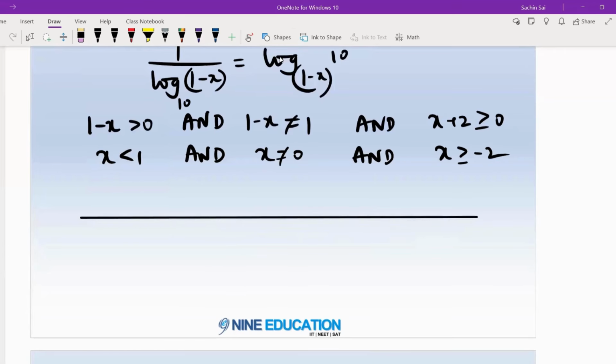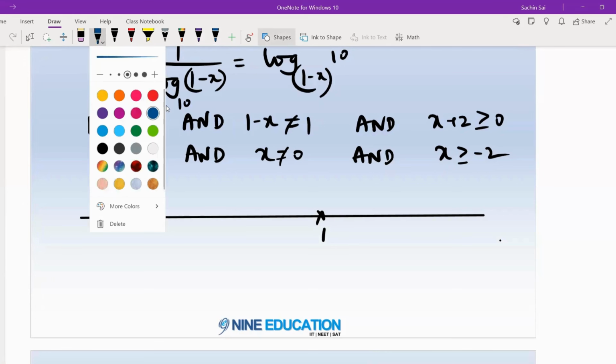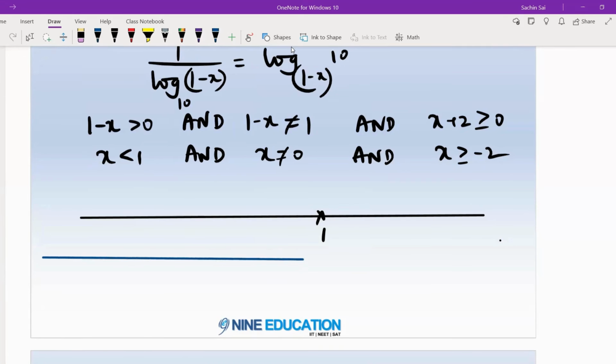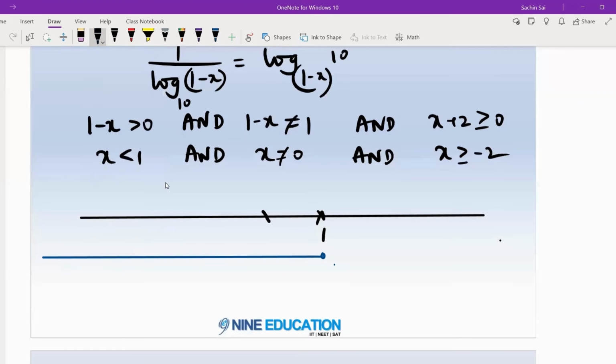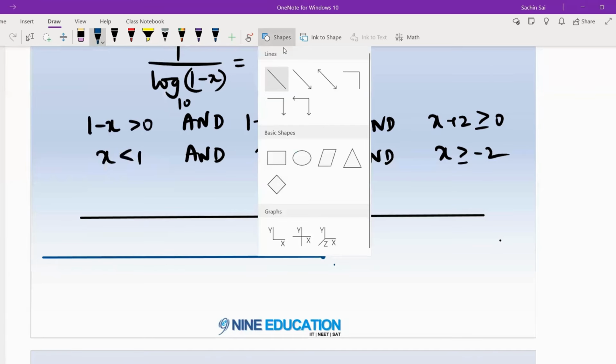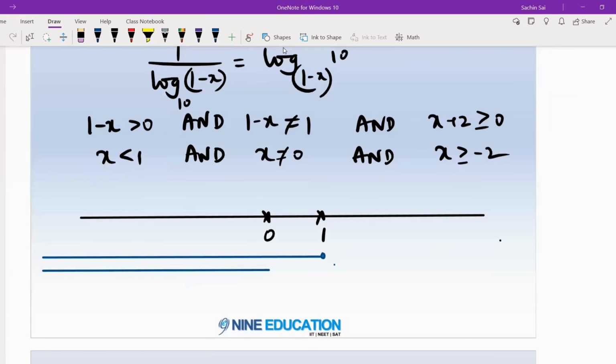So one method I generally use to find the intersection is to plot each set on the number line at a different level. Here the first condition is x less than 1. This I will represent by means of a line. This line represents all real numbers that are less than 1. The second condition is x not equal to 0. That is, if I take 0 somewhere here, then x can be any real number except 0.